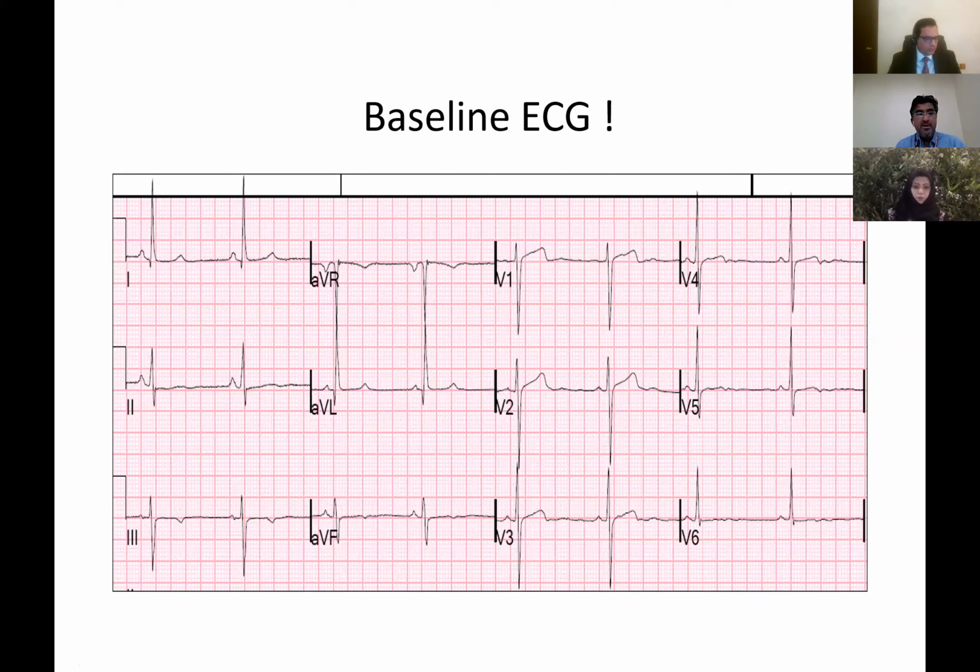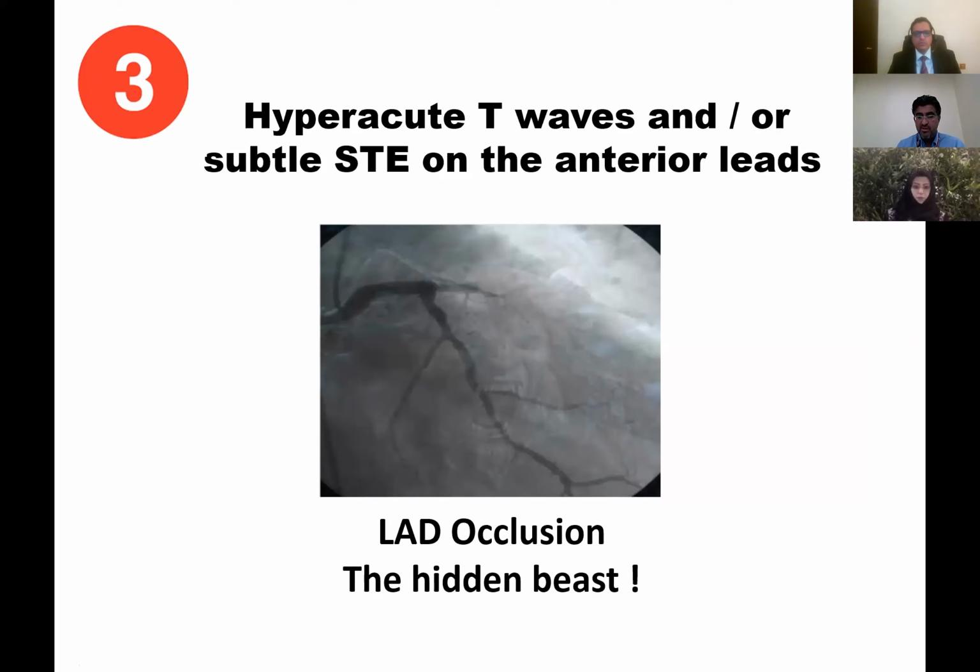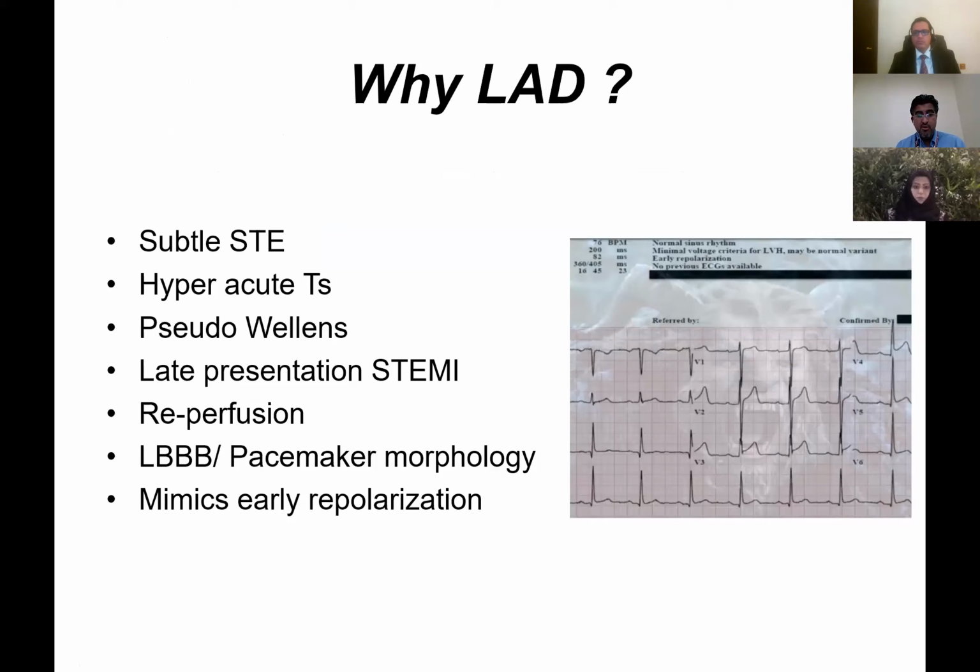Third situation, where you have to convince the cardiologist to take the patient to the Cath lab: if there is a hyperacute T wave or very subtle ST segment elevation in the anterior leads, I call it the LAD occlusion, the hidden beast. This is the total LAD occlusion. I don't know if you see the beast over there, but this is very scary. Whenever you see a very subtle ST segment elevation in the anterior leads, we think it's normal.